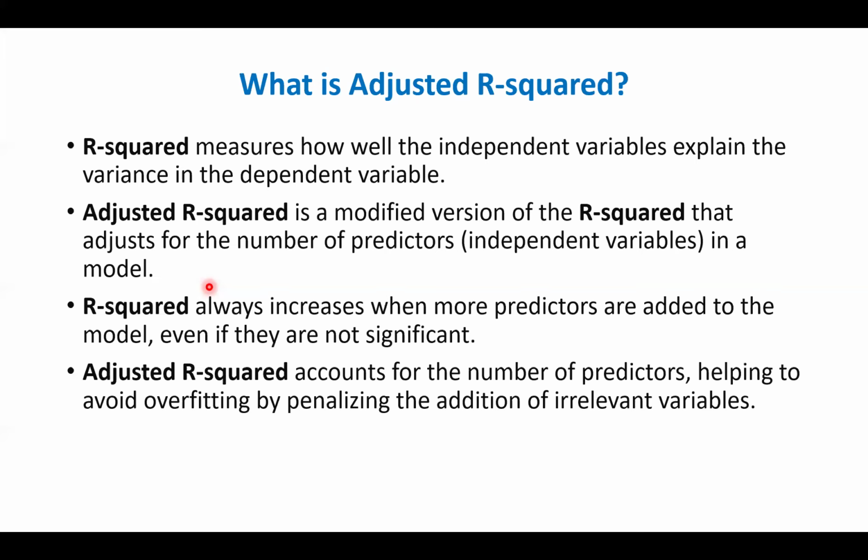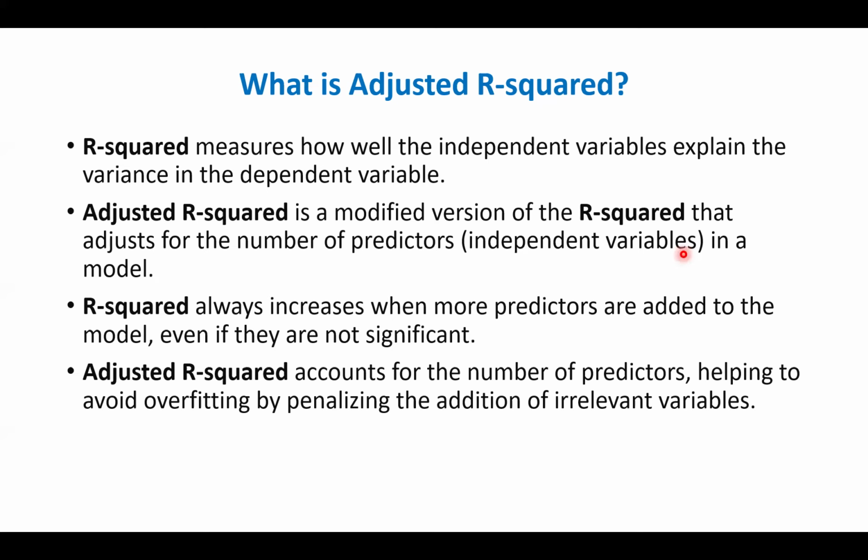So adjusted R square is a modified version of the R square that is adjusted for the number of predictor or independent variables in a model. Which means that if you have more independent variables in the model, you may get a different value for R squared, and for that reason we have to adjust for this increased number of predictors.